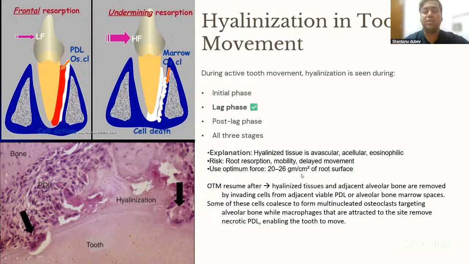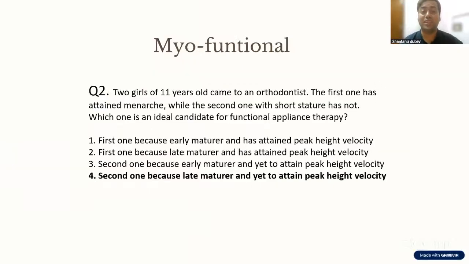Okay. So see, the optimum force is between 20 to 26 gram per centimeter square of root surface, which is basically the intravascular pressure of the capillary which is present. So that is why this much amount of force is applied, so that it doesn't compress the blood supply and hence cause hyalinization.